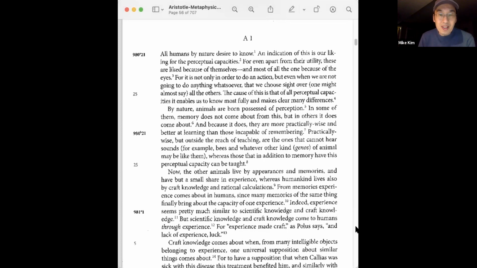Now, the other animals live by appearances and memories, and have but a small share in experience, whereas humankind lives also by craft knowledge and rational calculations. From memories, experience comes about in humans, since many memories of the same thing finally bring about the capacity of one experience. Indeed, experience seems pretty much similar to scientific knowledge and craft knowledge. But scientific knowledge and craft knowledge come to humans through experience. For experience made craft, as Polus says, and lack of experience, luck.